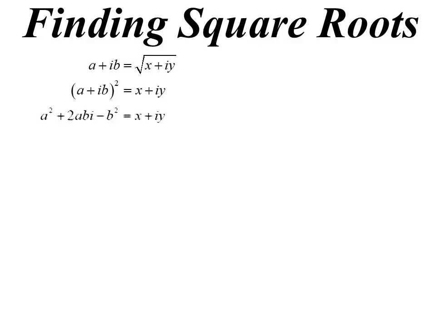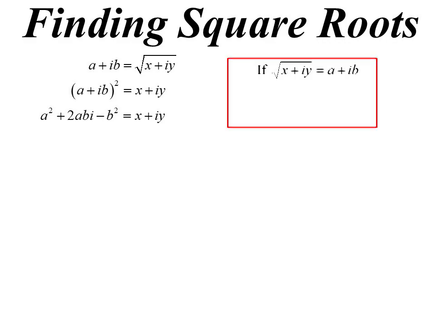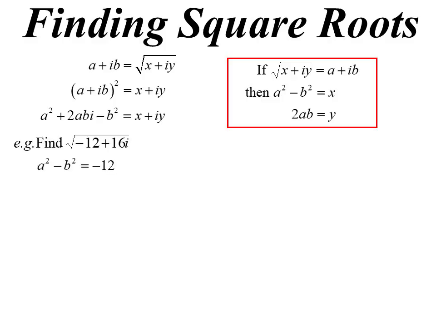So, if the square root of x plus iy, if its answer is a plus ib, I know that a squared minus b squared must be the real part. And I know that 2ab must be the imaginary part. Let's do this one. Square root of minus 12 plus 16i. a squared minus b squared will be the real part. 2ab will be the imaginary part. I've got simultaneous equations. I'll make b the subject of the second one, substitute it into the first one, and we end up with a quartic.